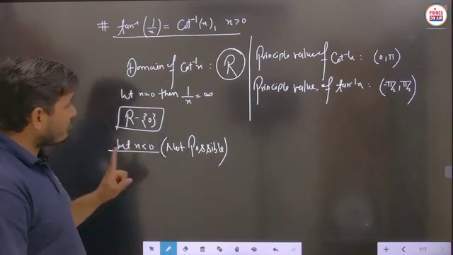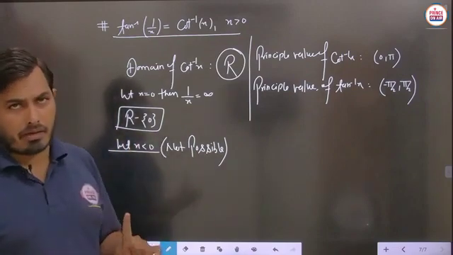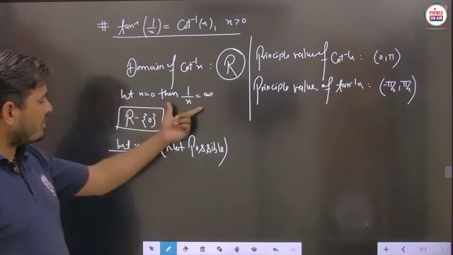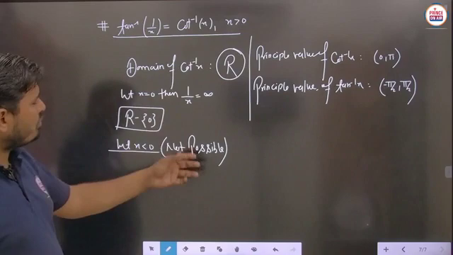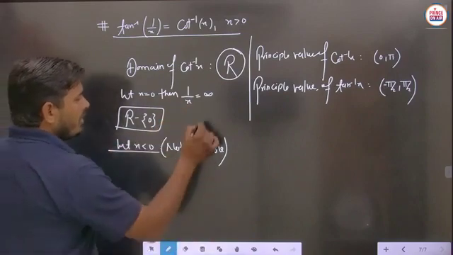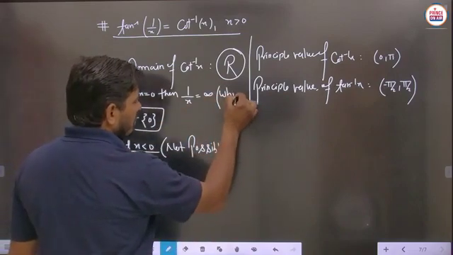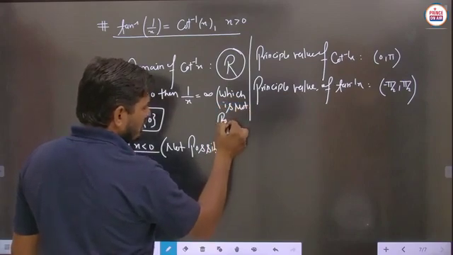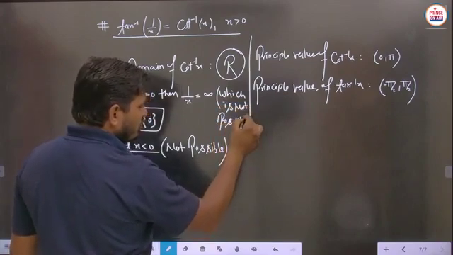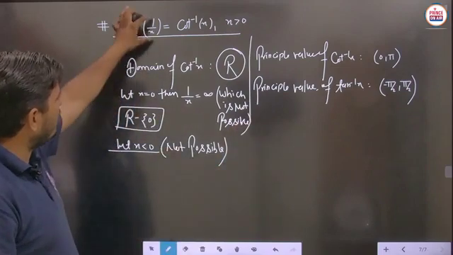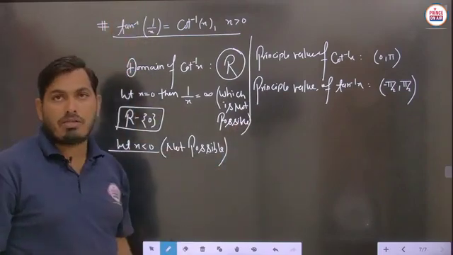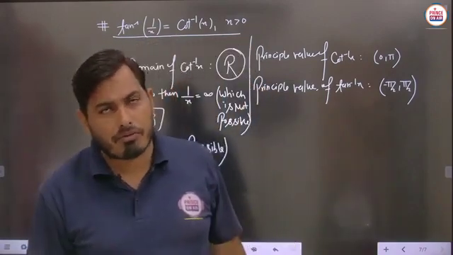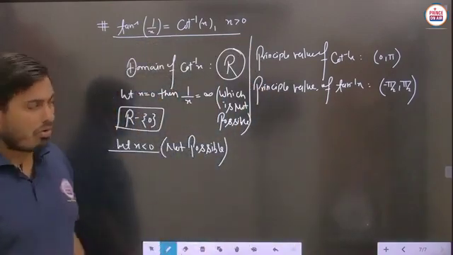Now two values you cannot take here. Which values? One, x equals 0 you cannot take. The explanation is this: if x equals 0, then 1 upon x is infinite, which is not possible. Why is this not possible? Because then 1 upon x will be infinite, and tan inverse will give the answer pi by 2, and pi by 2 is not included in the principal value of tan inverse x. That's why we cannot take 0.